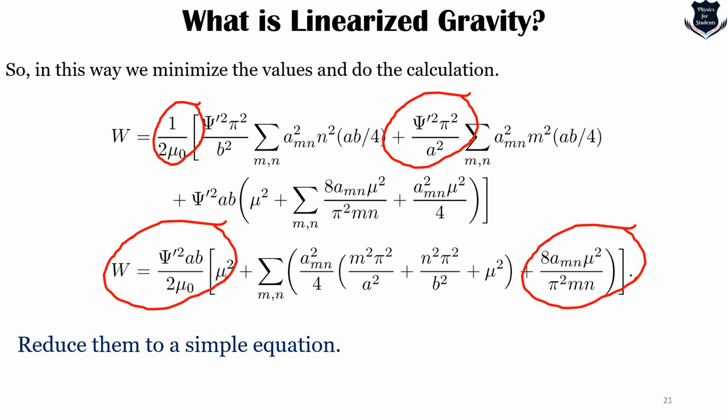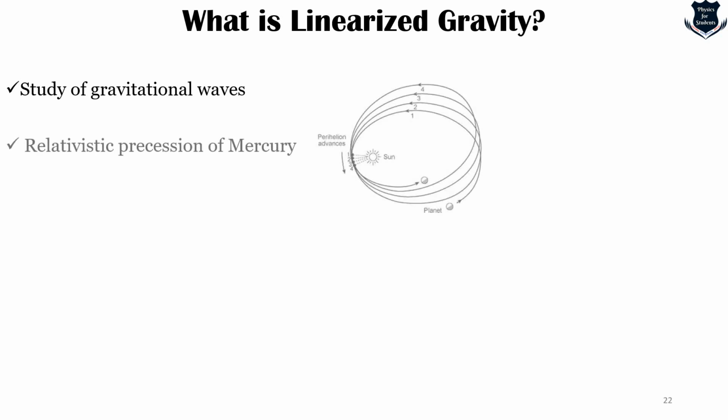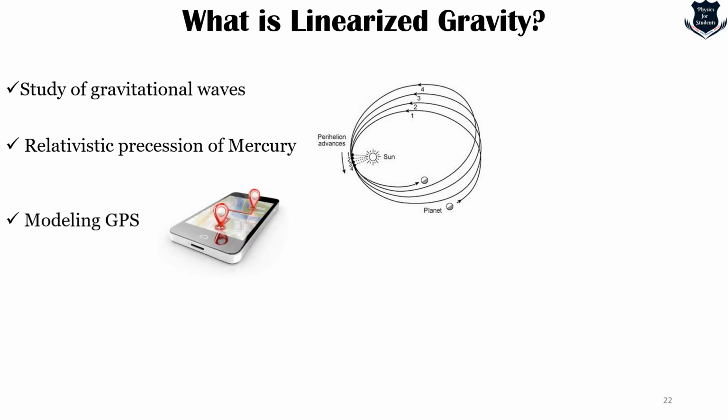Now let me explain with another illustration. What do we mean by linearized gravity and how does it come? It helps basically in the study of gravitational waves. LIGO and other big observatories are basically studying gravitational waves. Also, it helps in what is called the relativistic precession of Mercury. This was done already by Arthur Eddington on 29th of May 1919, when he proved that matter causes a change in curvature, and that is why the relativistic precession of Mercury.